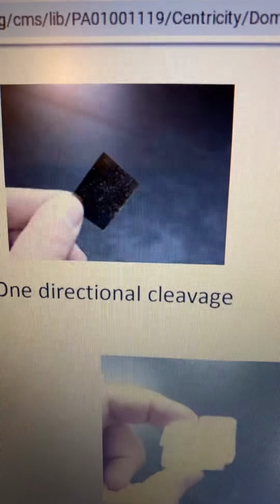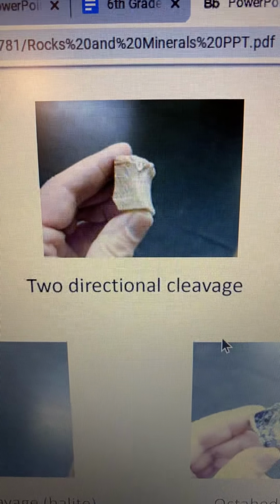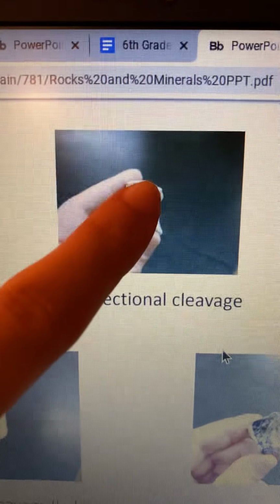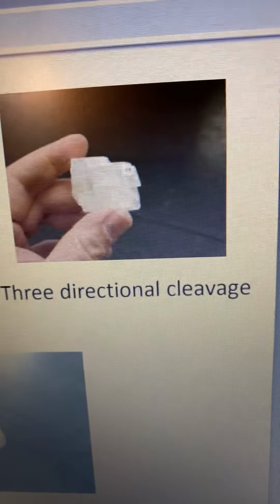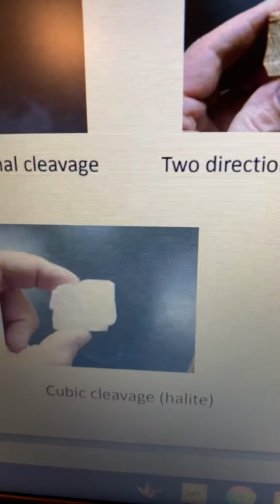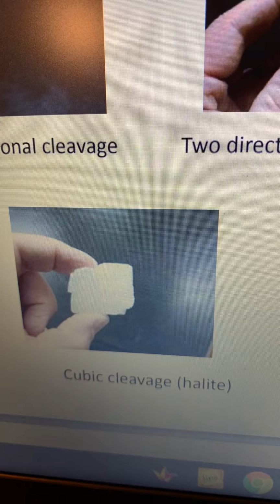So I'm going to show you really quick some examples of cleavage. So here's a one-directional cleavage. Here we have a two-directional cleavage. So we see those breaks in the mineral. Here we have a three-directional cleavage. Here is a cubic cleavage, and I know these are kind of confusing, especially because we're not in person, but I hope you kind of get the point.